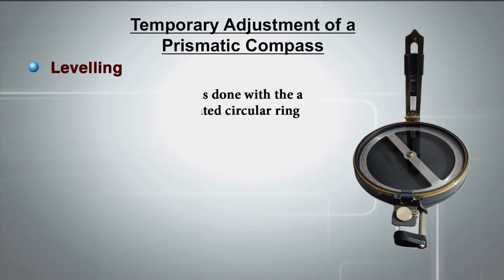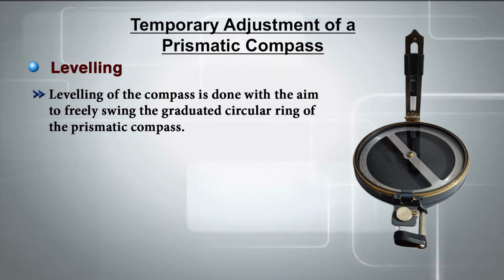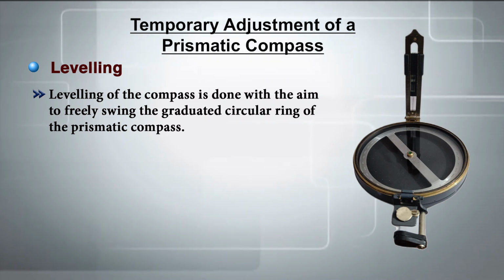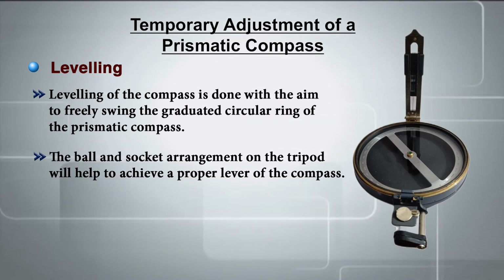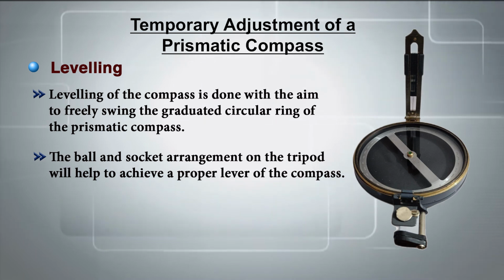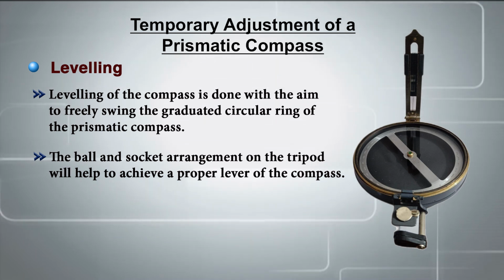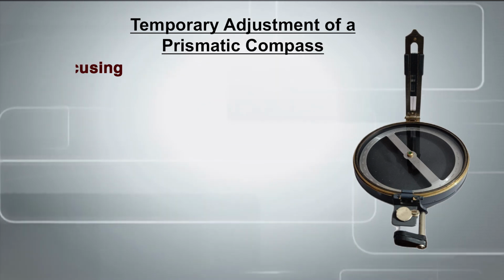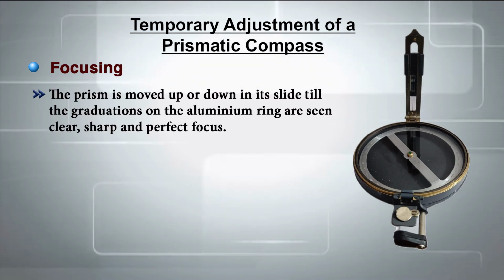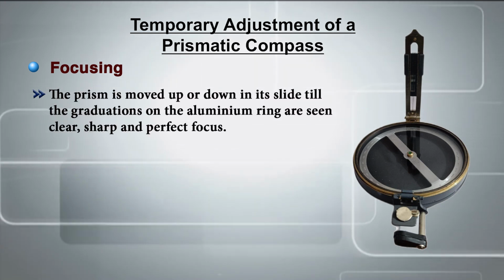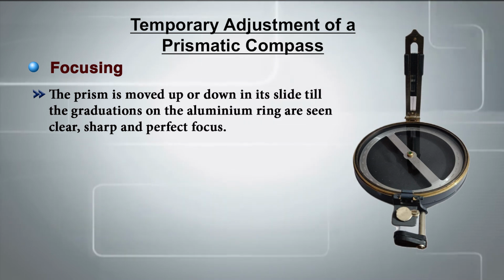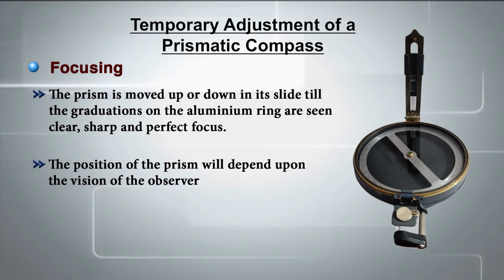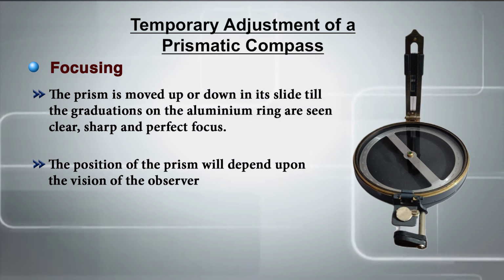Next is leveling. Leveling of the compass is done with the aim to freely swing the graduated circular ring of the prismatic compass. The ball and socket arrangement on the tripod will help to achieve a proper level of the compass. This can be checked by rolling a round pencil on the glass cover. Next is focusing. The prism is moved up or down in its slide till the graduations on the aluminum ring are seen clear, sharp and in perfect focus. The position of the prism will depend upon the vision of the observer.